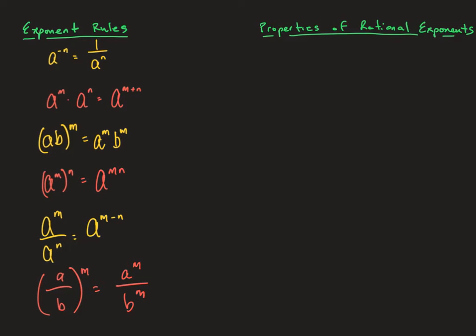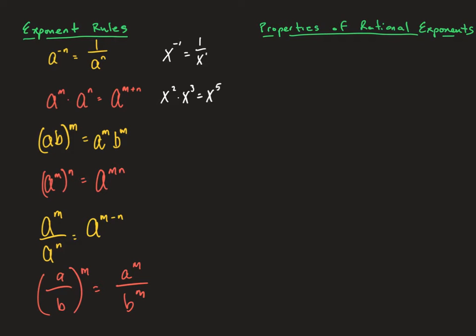And let's see here. If I threw some examples in here, x to the negative first would be the same thing as 1 over x to the first. If I had x to the second times x to the third, that would be the same thing as x to the fifth, because I added my exponents.